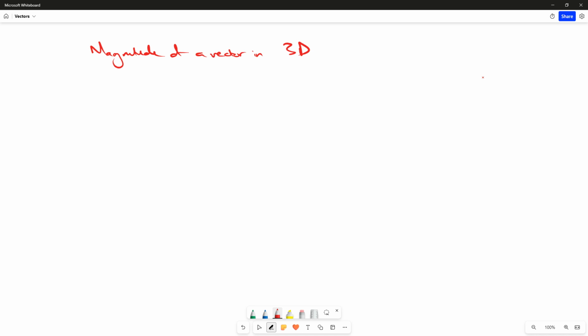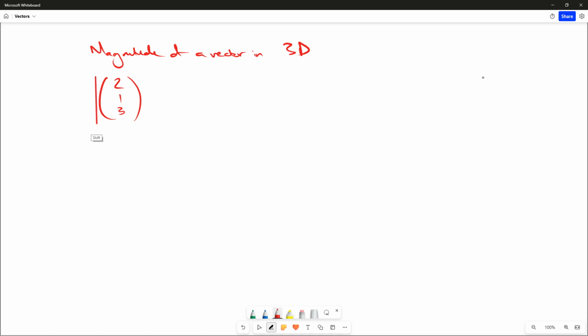What we do is, suppose I've got a vector (2, 1, 3). When we're finding the magnitude, what we do is we basically have two lines like this. That becomes the magnitude. And we take each component and we square it.